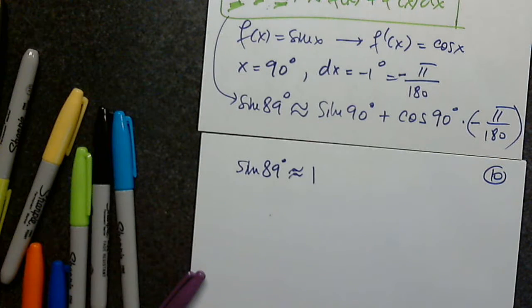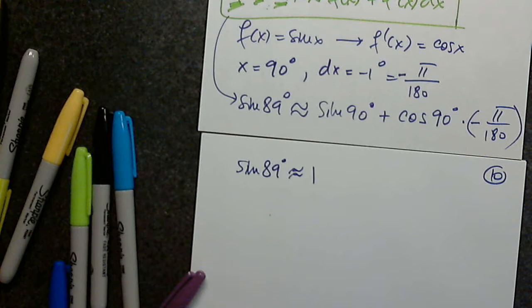So sine 89 degrees, and I'm still in degrees, I think. Our approximation using differentials gave us 1, and the approximation for sine 89 is 0.99984. Very good. And now I would like to look at more.